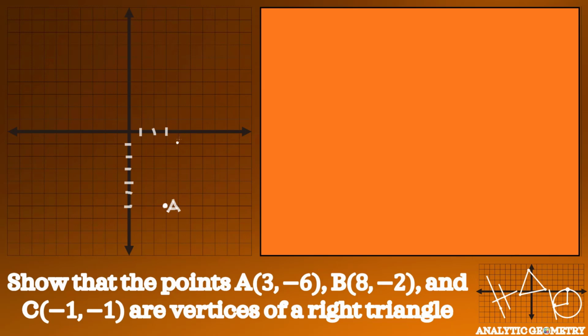B, on the other hand, is at (8, -2). That's 4, 5, 6, 7, 8, and -2 here. This is B. And finally, our point C is at (-1, -1) here. This is our C. If we connect these points, we will have a triangle using these 3 vertices. So we'll have it here like that, and here as well.